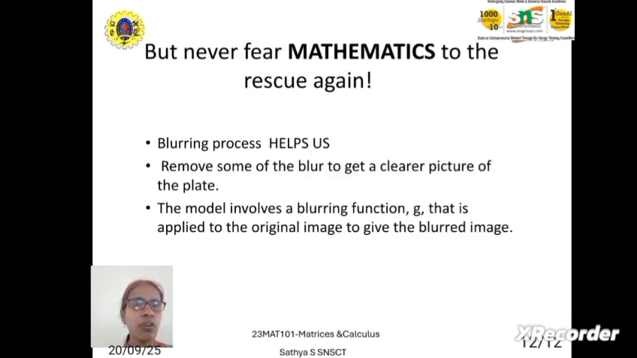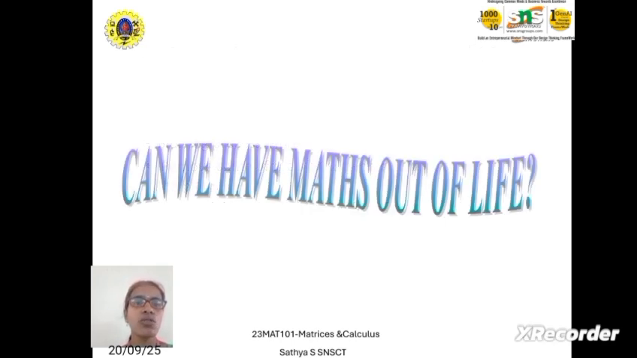The blurring process is a problem, but never fear, mathematics comes to the rescue again. It helps us remove some of the blur to get a clear picture of the plate. The model involves a blurring function that is applied to the original image to give the blurred image. So can we have maths out of life? No, we cannot say so, right?